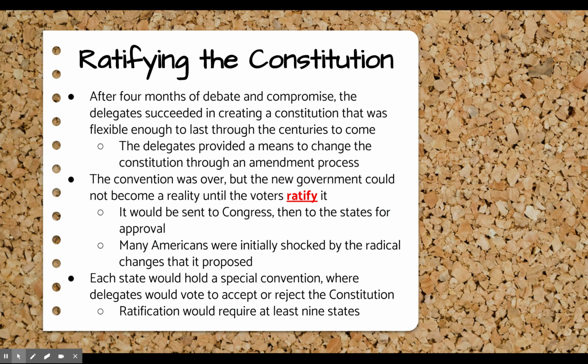So, ratifying the Constitution. After 4 months of debate and compromise, the delegates succeeded in creating a constitution that was flexible enough to last through the centuries to come. The delegates provided a means to change the Constitution through an amendment process. The convention was over, but the new government could not become a reality until the voters ratified it. It would be sent to Congress, then to the states for approval. Many Americans were initially shocked by the radical changes that it proposed. Each state would hold a special convention where delegates would vote to accept or reject the Constitution. Ratification would require at least 9 states.